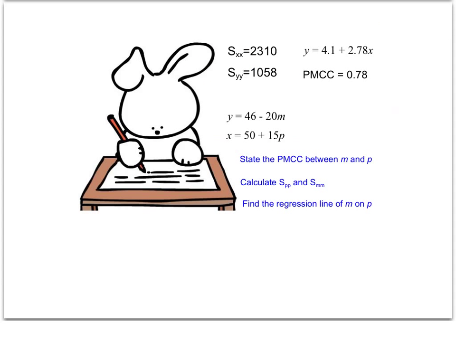See if you can do these yourself. Pause the video. We've got the original PMCC here, the original regression line of Y on X here. We've got the original two main mixtures, SXX and SYY here, and we've got this coding. Y is changing to 46 minus 20m, X is changing to 50 plus 15p. See if you can state the new PMCC, you really should be able to do that, the new SPP and the new SMM using the old ones, remembering that it's like discrete random variables with variance, and the new regression line, which is where you write down the old regression line, sub in the changed variables and then tidy it up. See if you can do it yourself and then unpause the video and look at the answers.